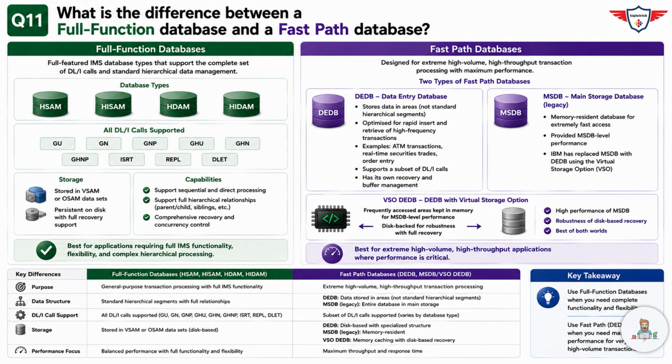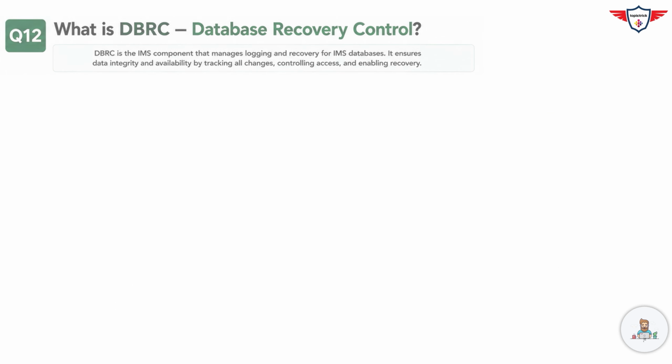Now the last one is the main storage database, a memory resident database for extremely fast access. But IBM has replaced it with the data entry database using the virtual storage option, or VSO. In this case, the frequently accessed areas are kept in memory. Eventually, it provides performance equivalent to MSDB, and it also supports the robustness of disk backup and recovery.